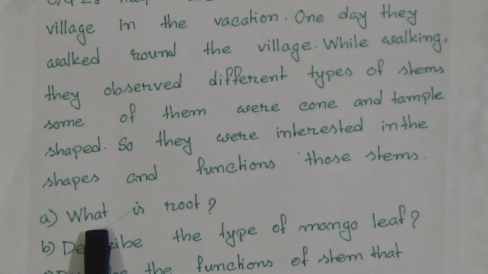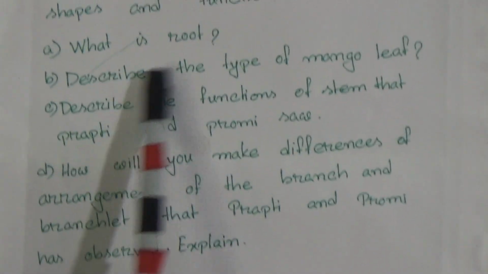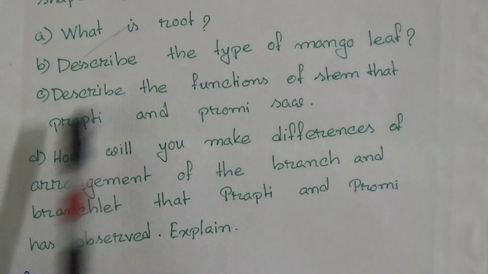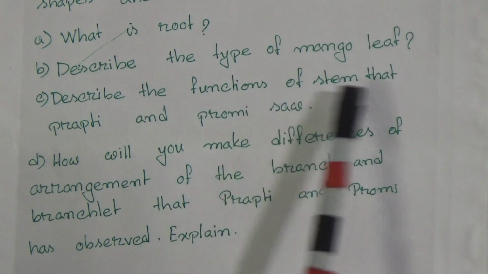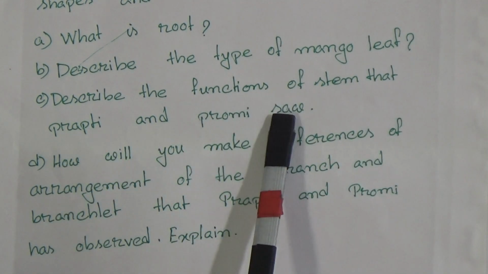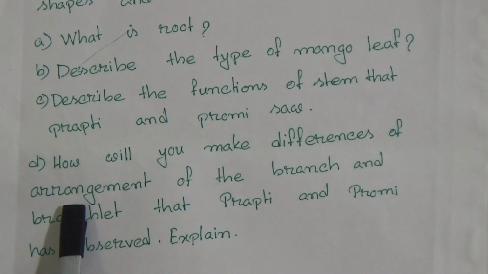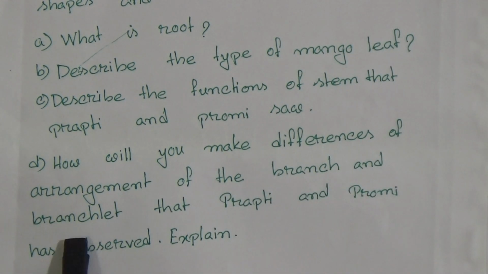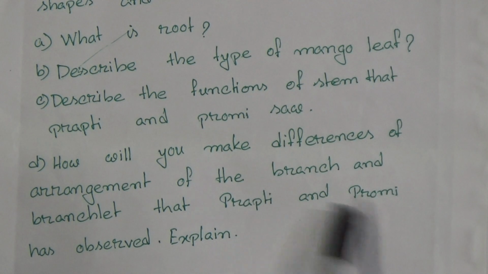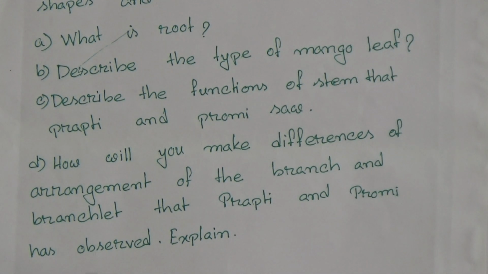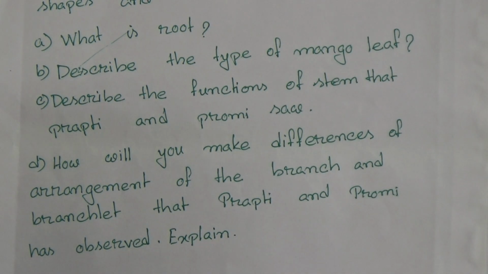Now question number A. What is root? B. Describe the type of mango leaf. Number C. Describe the function of the stem that Prapti and Promi saw. And number D. How will you make differences of arrangement of the branch and branchlet that Prapti and Promi have observed? Explain.